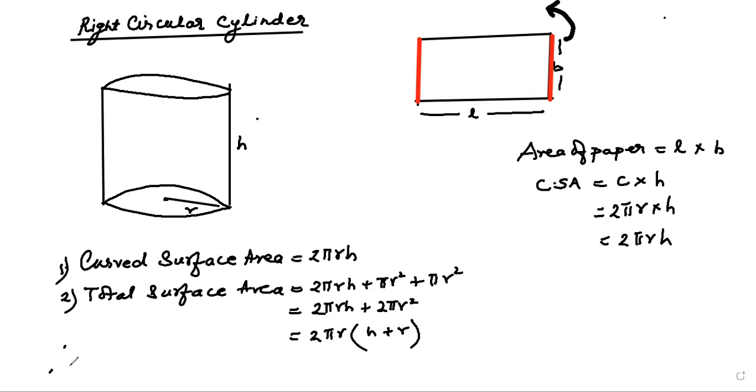Got it? Then children, remember the volume of a cylinder. Volume of a cylinder is area of the base into height. The base is a circle, children. What is the area of a circle? Pi r square, and height is h. The volume of a cylinder is given by the formula pi r square h. So these are the three formulas you should know for a right circular cylinder.